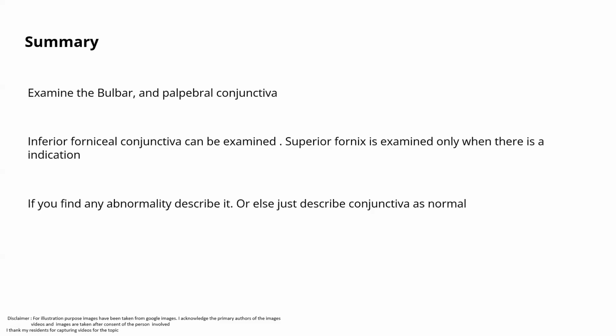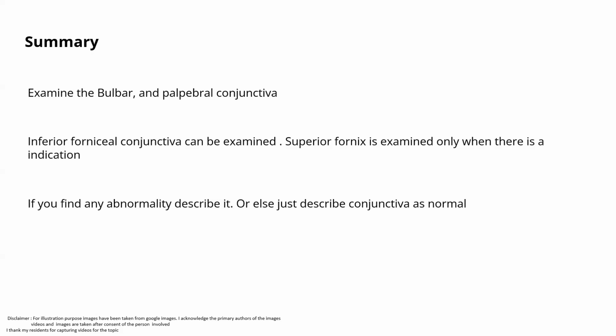And as for every other structure, if you find any abnormality, you describe it. Otherwise, you will describe the conjunctiva as: bulbar conjunctiva and palpebral conjunctiva are normal. If you tell that the fornices are also normal, the next question the examiner will ask is, how will you examine the fornices? You will say that the inferior fornix can be easily examined by pulling down the lower lid, but for the superior fornix you need to do double eversion using the Desmarres lid retractor.